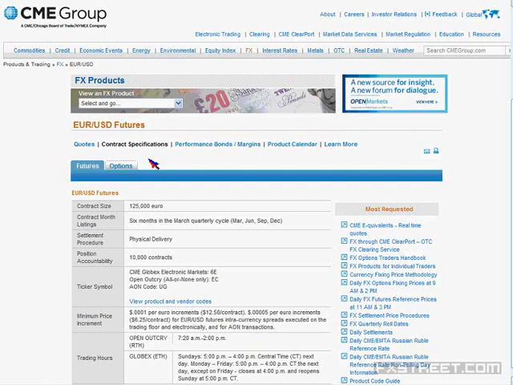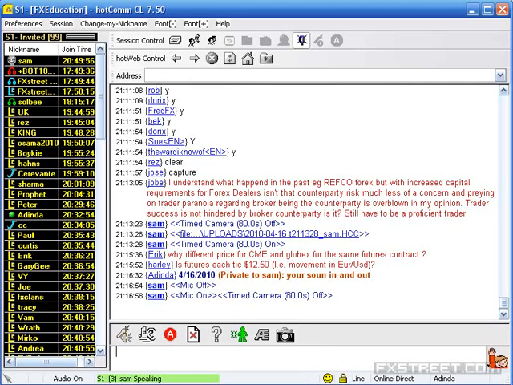The main number that you want to know here is the minimum price increment. So go to the CMEgroup.com website, Euro US dollar futures, and then click on contract specs, and this minimum price increment 0.0001 equals $12.50 per contract. So let me take you out to TradeStation for a second, so you can see exactly what that is. I'm going to make it real simple for you here.